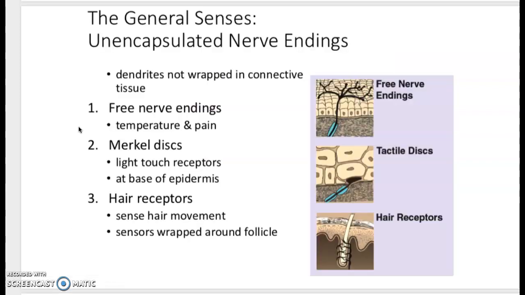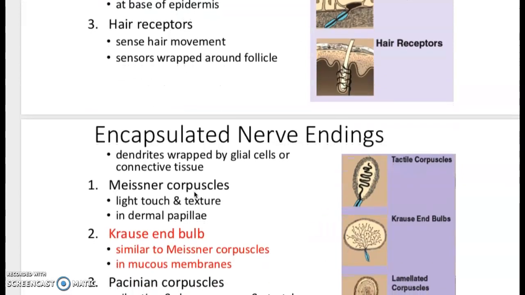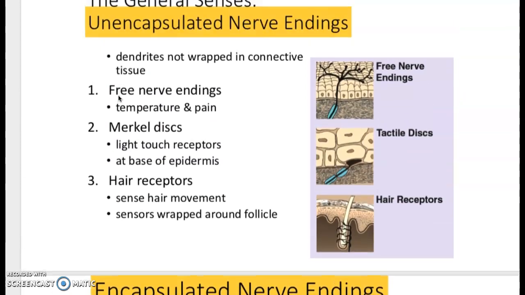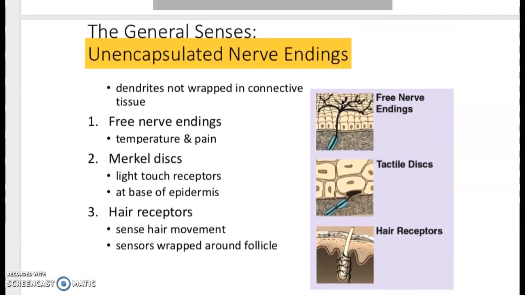So we'll finish up this video talking about different nerve endings, and then we'll talk about pain a little bit. Two main types of nerve endings: unencapsulated nerve endings and encapsulated nerve endings. Unencapsulated just means that the dendrites at the end of the neuron are not covered with connective tissue. They are free. So free nerve endings sense temperature and pain. Merkel discs in your skin sense light touch. And hair receptors wrapped around your follicle are able to sense your hair movement.